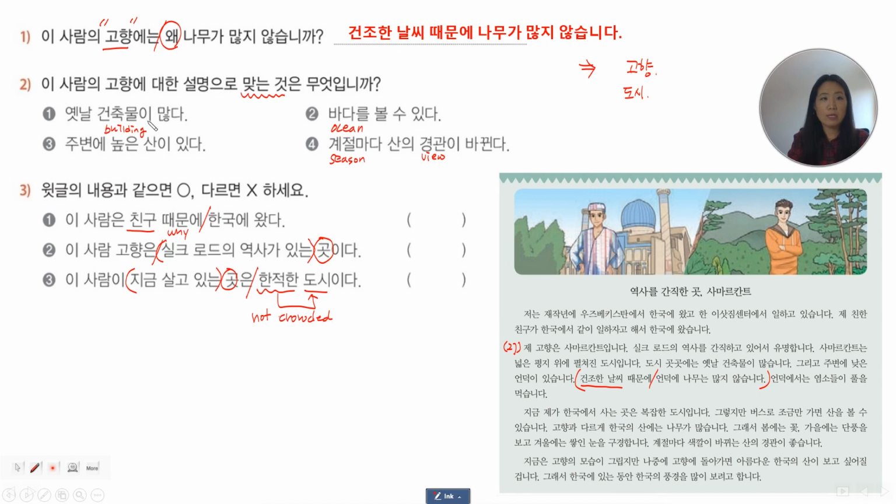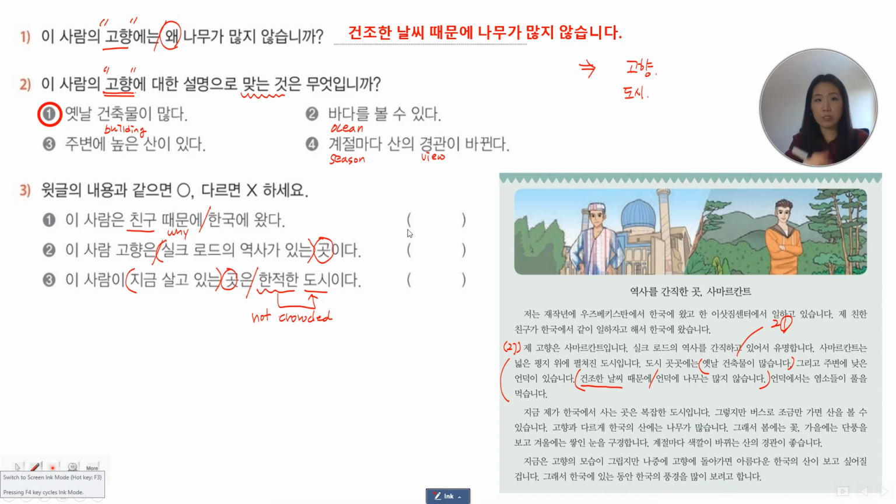Number 2. 이 사람의 고향에 대한 설명으로 맞는 것은 again, explanation about the hometown. What's the right explanation? So it's all in the second paragraph. Number 1. 옛날 건축물이 많다. A lot of old buildings. So 도시 곳곳에는 옛날 건축물이 많습니다. It did explain it. Right? So the answer is number 1.